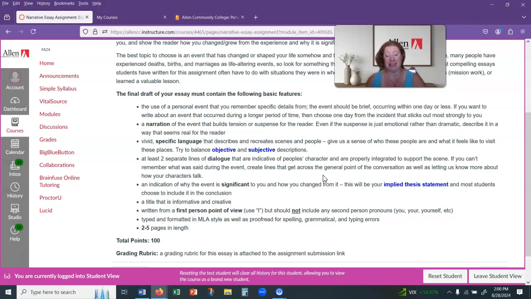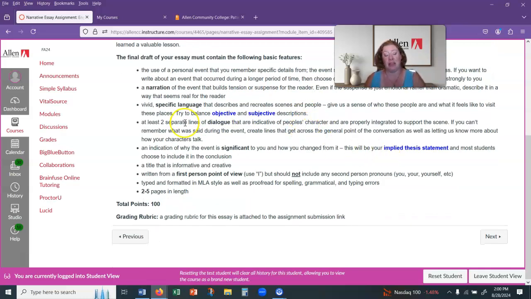Typically, students have at least something that they can put dialogue in there for, but if there was no talking at all, so I've had a couple of hunting stories, for example, where if you're hunting by yourself, you're not going to be talking, it may be an instance where you have to include a thought in dialogue form if you need to. And then the significance of the event, which is typically an implied thesis in the conclusion rather than something in the introduction. Obviously, you're going to write in first-person point of view.